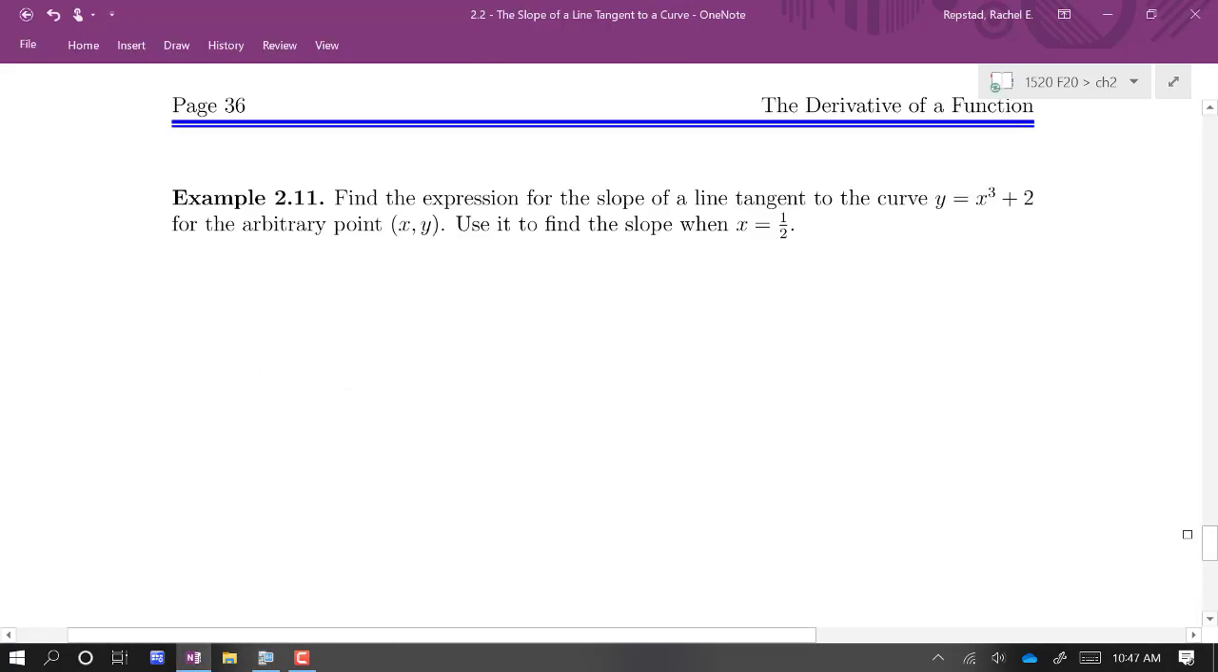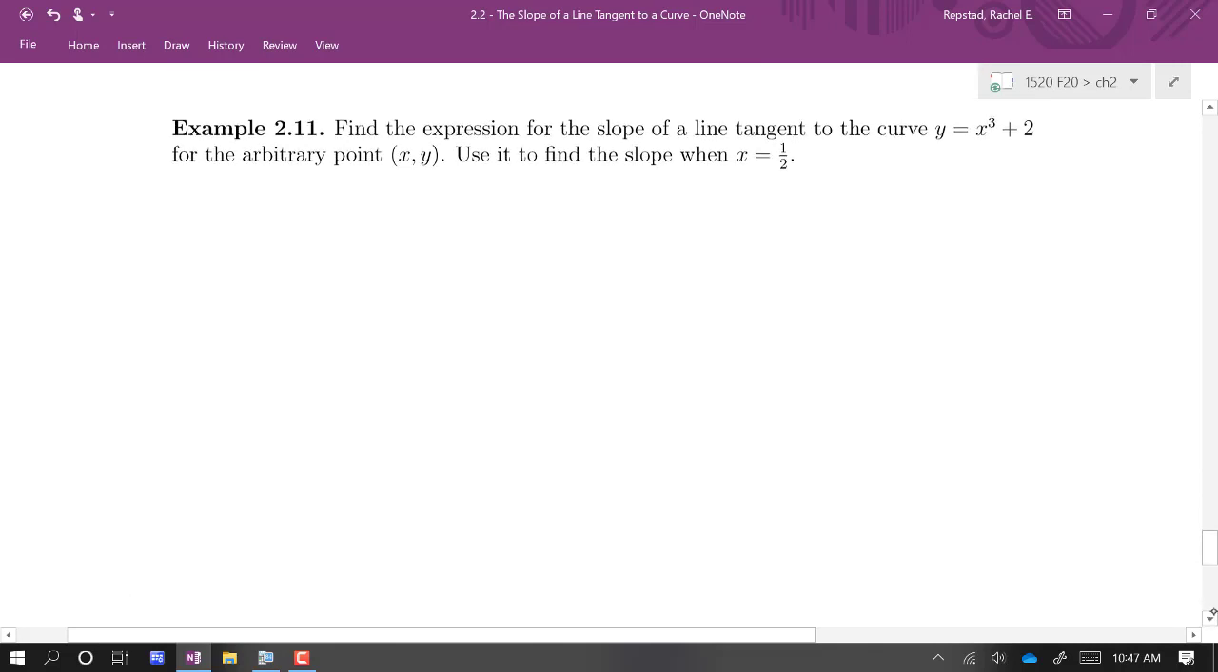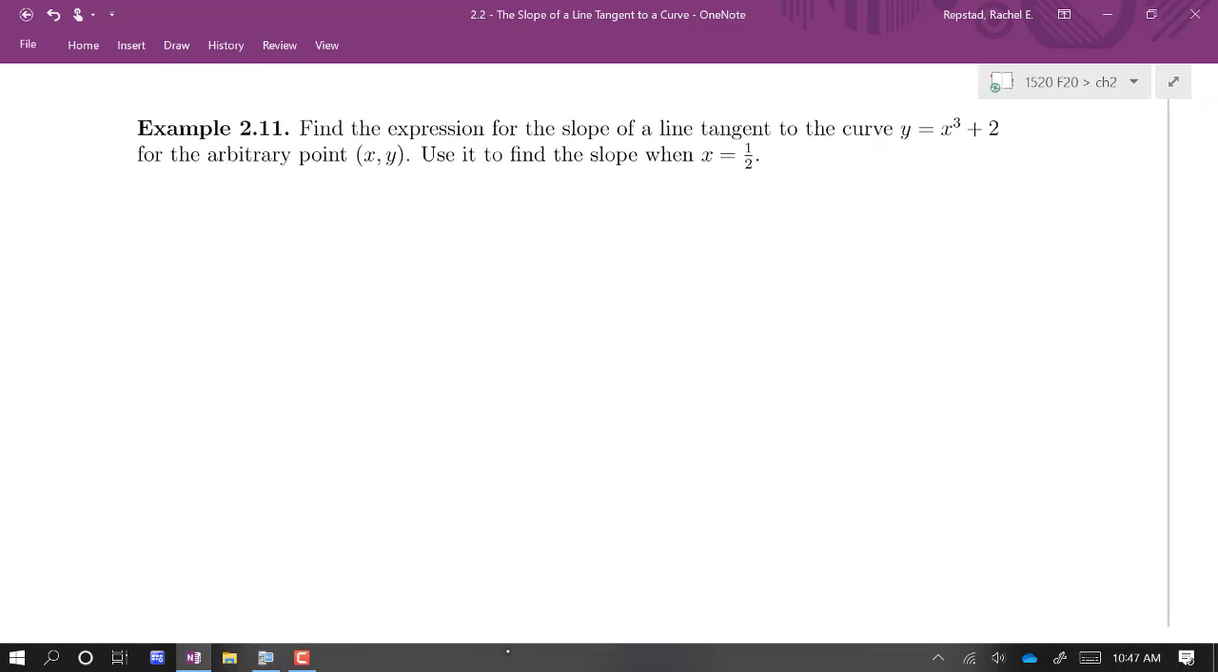All right, let's try another one. This time, we're going to find the expression for the slope of a line tangent to the curve y equals x cubed plus 2 for the arbitrary point (x, y), and then we'll use it to find the slope at a value. So our function f of x is x cubed plus 2, and we want to find the expression for the slope of a tangent line.